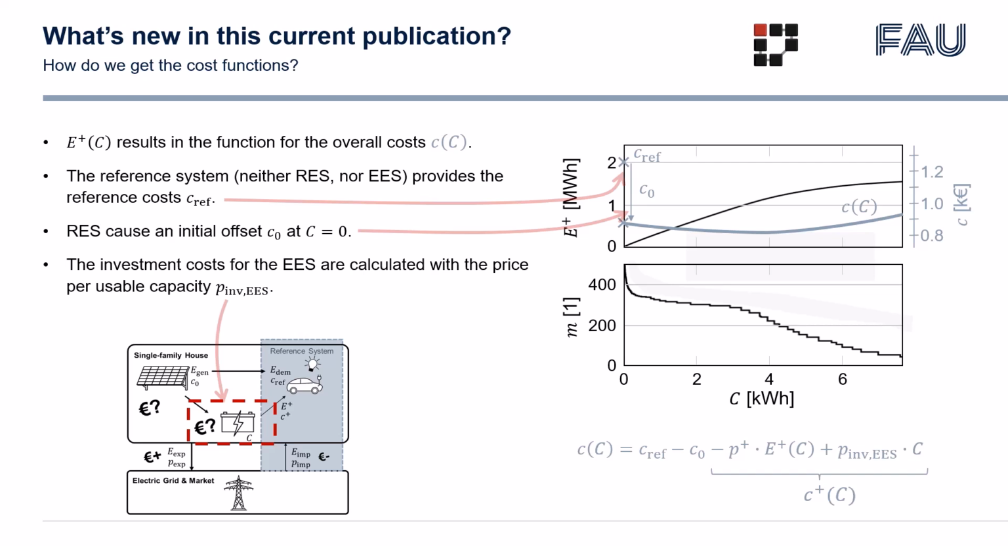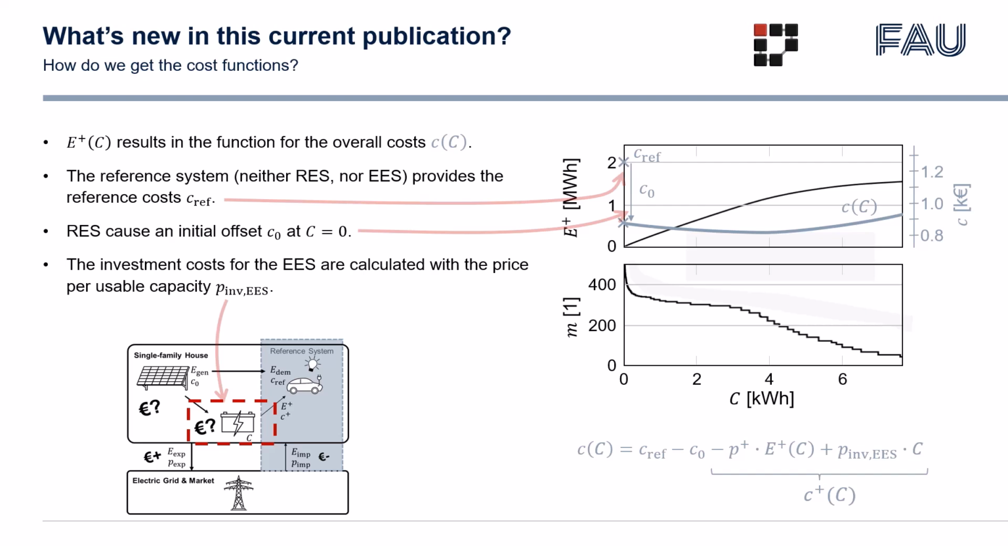On the left axis, you can see our reference cost, CREF, at approximately 1.25 thousand euros. So that's where our house started without having any photovoltaic. Once it installed a photovoltaic system, it saved money. So here C0 caused the Y offset to go down. And now our overall cost function here provides us with the bold gray line.